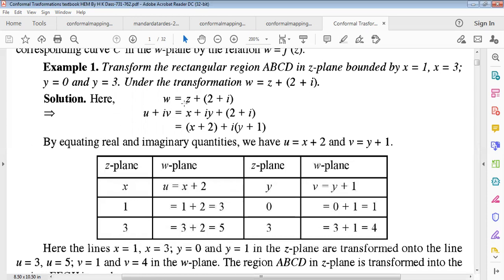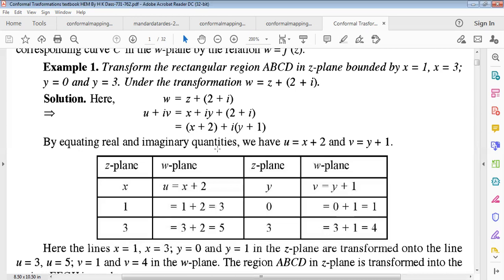Now here w equals what? z plus 2 plus i. This is given in the example. Now w equals what actually? The uv plane. You must know from geometrical interpretation, u plus iv can be written as w. So u plus iv equals what? x plus iy, a complex number, plus 2 plus i. Taking the real part x plus 2 and the imaginary part, taking i common for both, i into y plus 1. So u plus iv can be written as x plus 2 plus i into y plus 1.